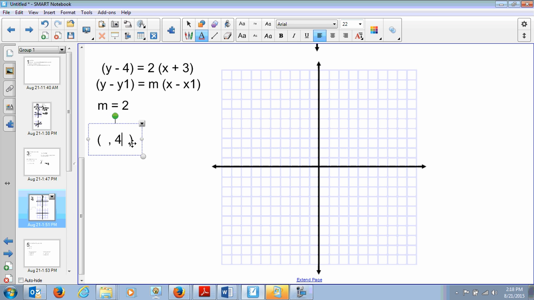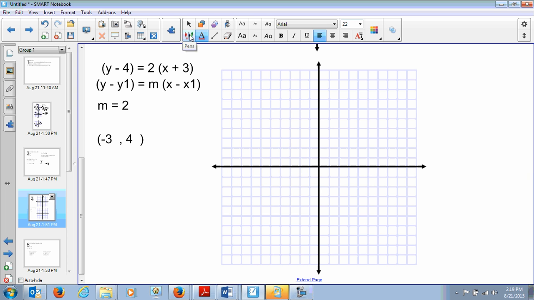y-coordinate is a 4. What took the place of the x-coordinate? Over here we have x plus 3. It's supposed to be x minus my x-coordinate. It changed to x plus my x-coordinate. That means that this must have been at negative 3. X minus negative 3 turns into a positive 3. So at negative 3. This is all I need to be able to graph this.